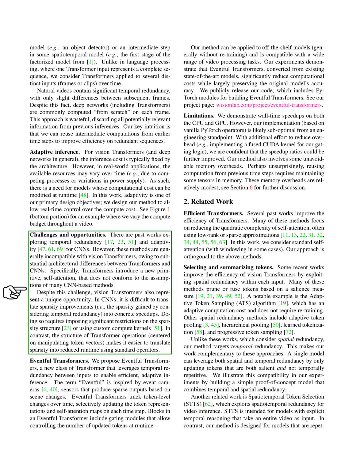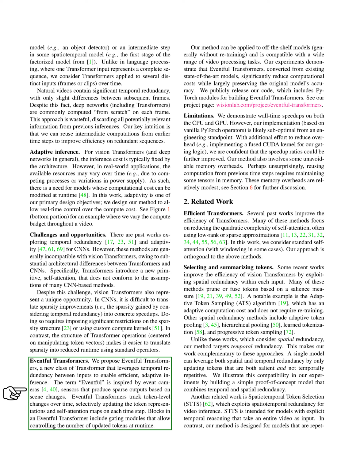While there have been previous attempts to explore temporal redundancy and adaptivity for CNNs, these methods are generally incompatible with vision transformers due to significant architectural differences. Specifically, transformers introduce a new element, self-attention, that doesn't fit with many CNN-based methods. However, this challenge also presents an opportunity. In CNNs, it's difficult to translate improvements in sparsity, the sparsity gained by considering temporal redundancy, into concrete speedups. In contrast, the structure of transformer operations makes it easier to translate sparsity into reduced runtime.